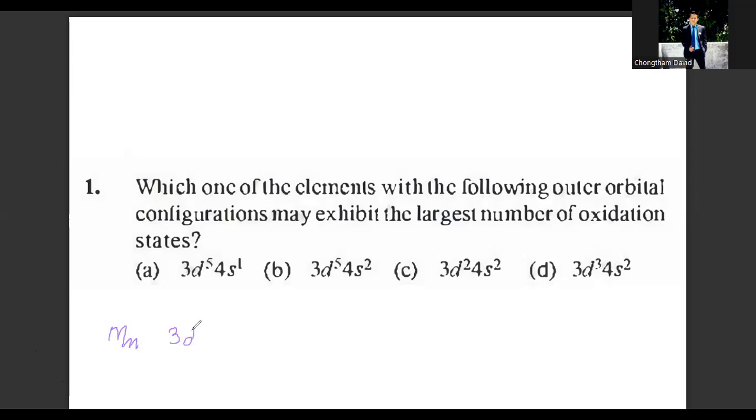It has 3d5 4s2 configuration, and the oxidation states which are possible are plus 2, plus 3, plus 4, 5, 6, and 7. So B will be the answer. The element that shows the maximum oxidation number will be manganese. Let us move on to question number 2.